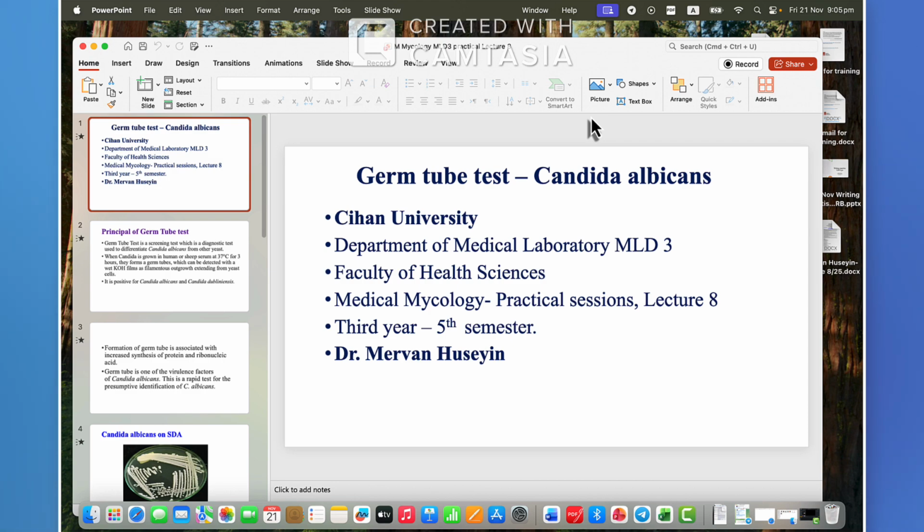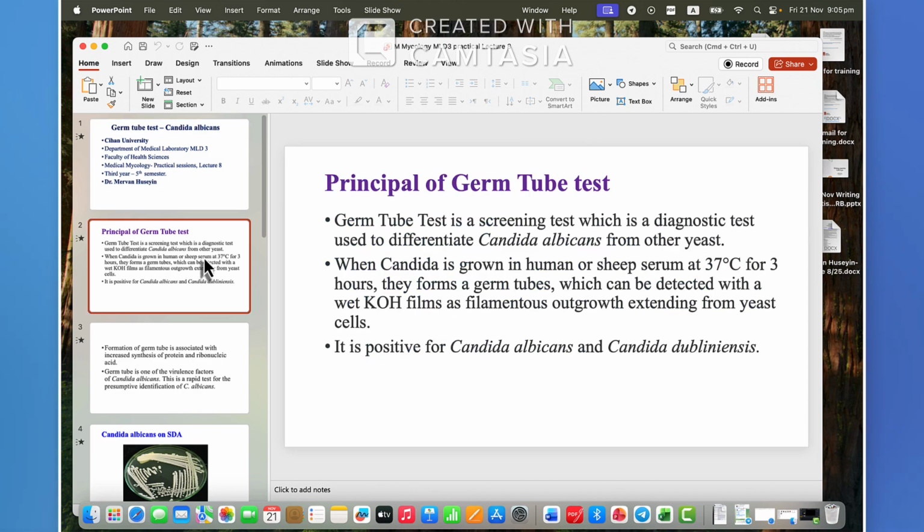As you know, we talked about Candida albicans, and we said that the germ tube is one of the virulence factors of Candida albicans. If you remember, in the theory and practical as well, we previously talked about the germ tube. So this is one of the virulence factors, and today we're going to do the test of detecting the germ tube in Candida albicans.